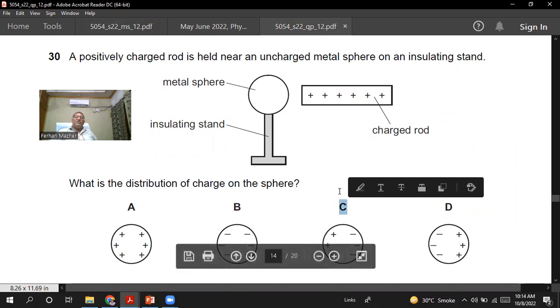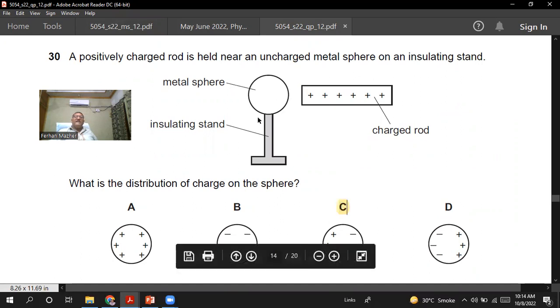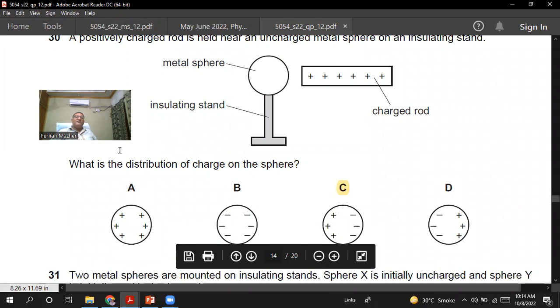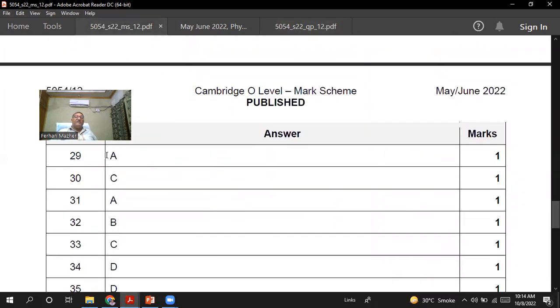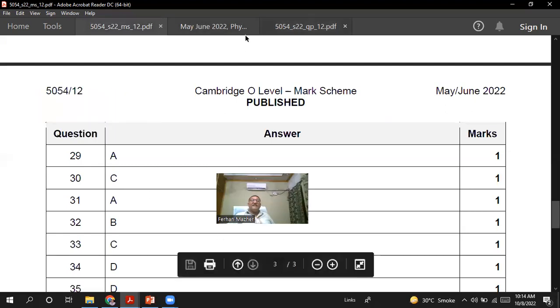So to me, C looks the best option, sir. In question number 30, I think C is the right option. Question number 30, you can see C is the right option.